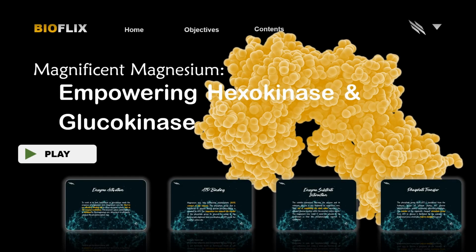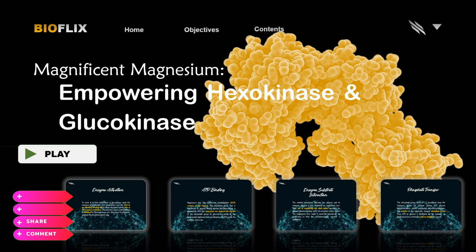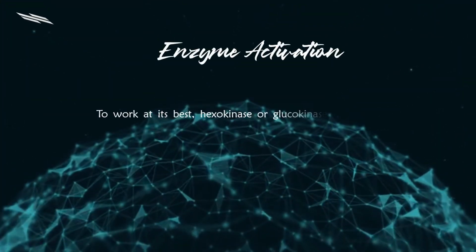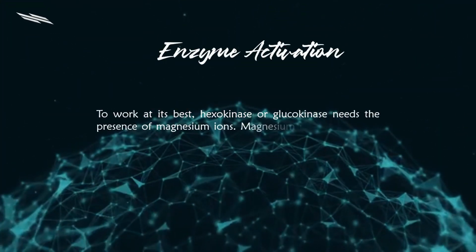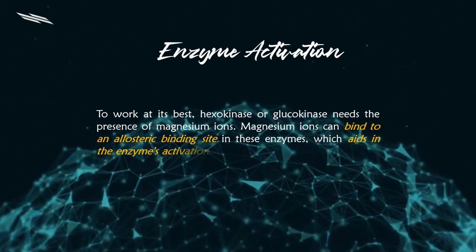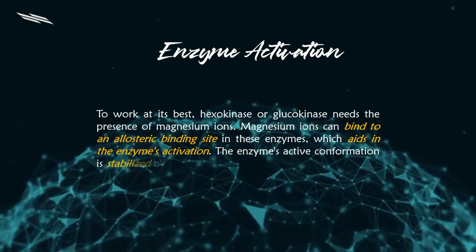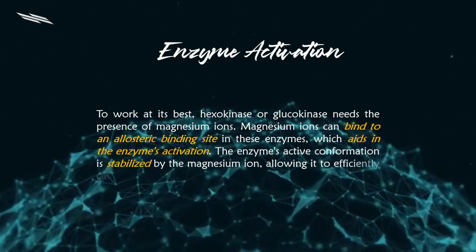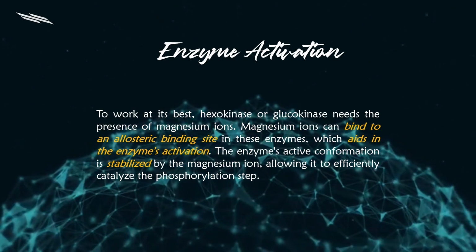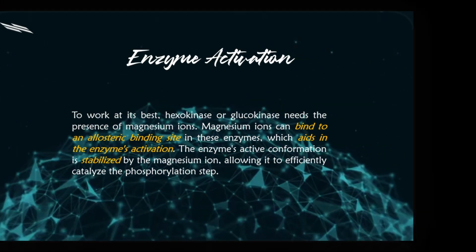Magnesium ions are necessary as a cofactor for the enzyme hexokinase or glucokinase in the first phase of glucose phosphorylation, which is the conversion of glucose into glucose 6-phosphate. Enzyme activation: to work at its best, hexokinase or glucokinase needs the presence of magnesium ions. Magnesium ions can bind to an allosteric binding site in these enzymes, which aids in the enzyme's activation. The enzyme's active conformation is stabilized by the magnesium ion, allowing it to efficiently catalyze the phosphorylation step.